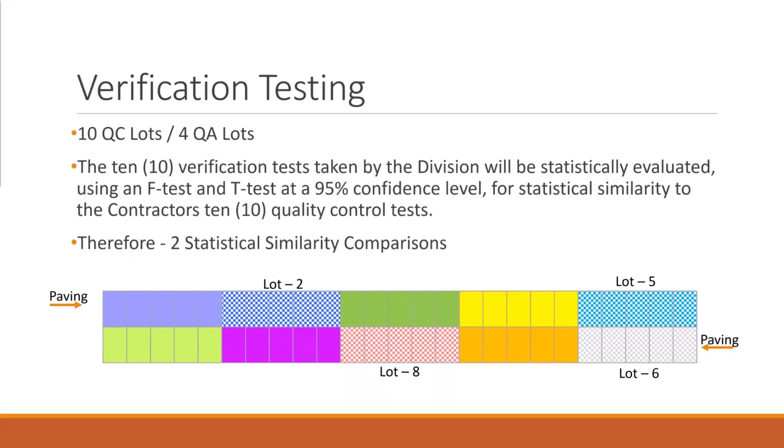So in this case, there's 10 lots. That means they're going to do 4 QA lots. And then those lots will be evaluated with an F test and a T test for statistics, at a 95% confidence level. So you break it in half and do two sets of comparisons of 2. In this one, there'll be a comparison with lot 2 and lot 5 for the 10 sample locations for QC and QA. And then there'll be another comparison done on lot 6 and lot 8.